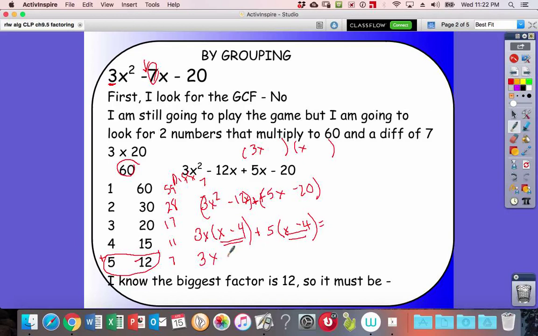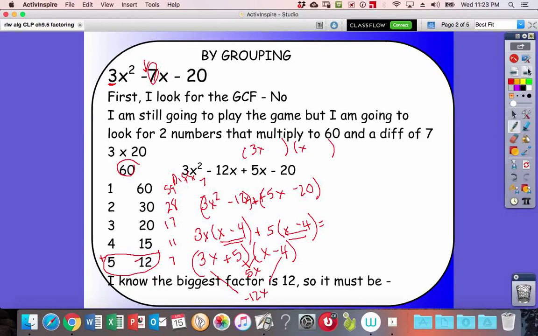If these two numbers in parentheses are exactly the same, then I can say this: 3x plus 5 multiplied times x minus 4. I have now factored it. And look, the back number, 5 times negative 4, gives me that negative 20. The front number, 3x times x, gives me the 3x squared. And now I'm going to check my innies and outies. My innies are 5x. My outies are a negative 12x. So when I combine like terms, I end up with a negative 7x.